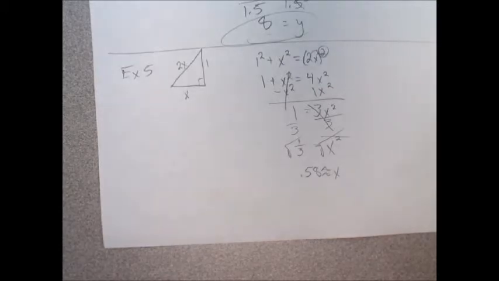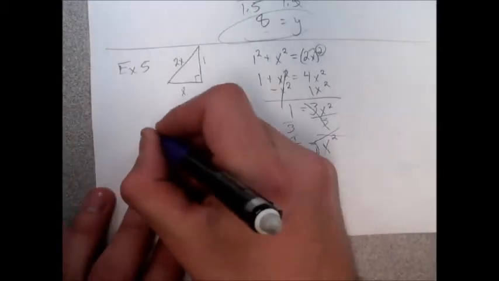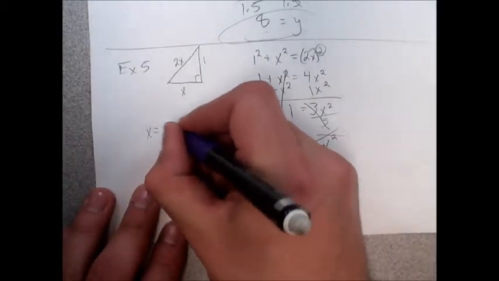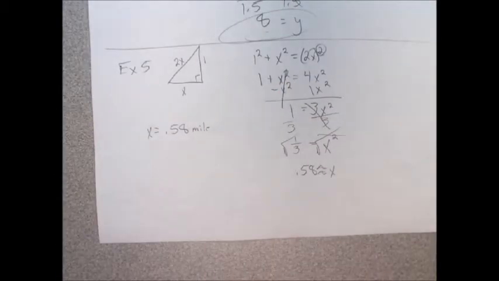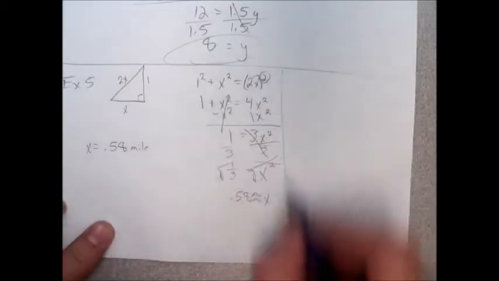Anyways, that is the answer for what x is. That would be 0.58 of a mile, by the way, so it's not really that small of a number. So 0.58 of a mile. So basically half a mile is what it is. Next I'm going to solve for y.